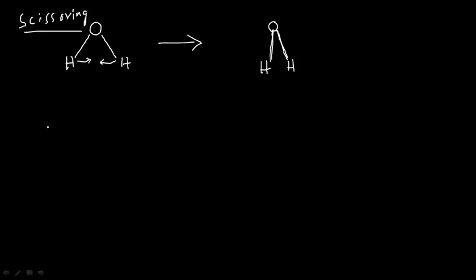Now if you see the plane, the two hydrogen atoms are present in the same plane, right? After the scissoring vibration, they are still present in the same plane. That means this type of vibration is an in plane vibration. Now let us move to rocking.